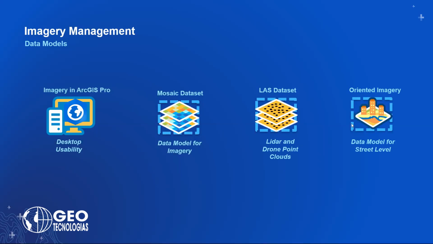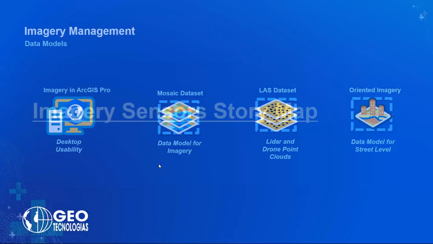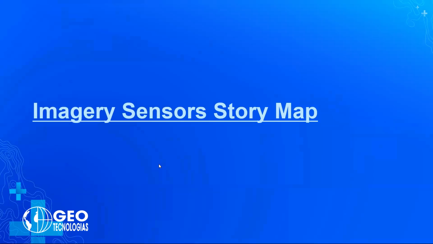This is a newer data model that we have for managing anything from oblique photos collected from a drone to any kind of street level data. So this could be photos from a smartphone, or these could be vehicle mounted camera systems that are driving, collecting, and taking pictures. Anything that falls under street level, we refer to as oriented. All right, so these are the sensors and the data models we'll be referring to today.